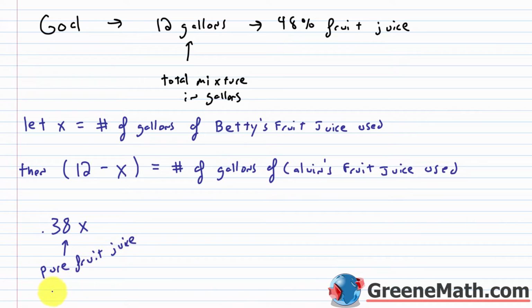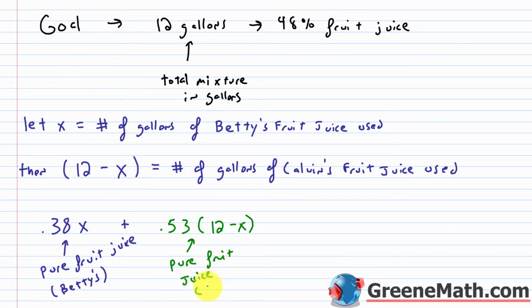And this is from Betty's. Now, if I add this to, and I'm going to do the same thing for Calvin's fruit juice. So if I add this to, his is 53% fruit juice, so 0.53 as a decimal, times this quantity, 12 minus x. This is the pure fruit juice. And in this case, it's from Calvin's.